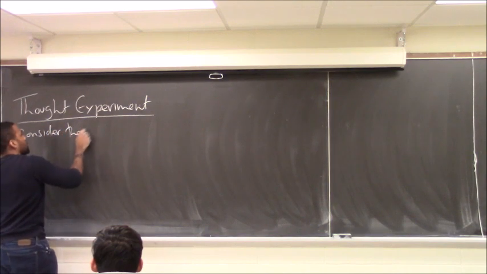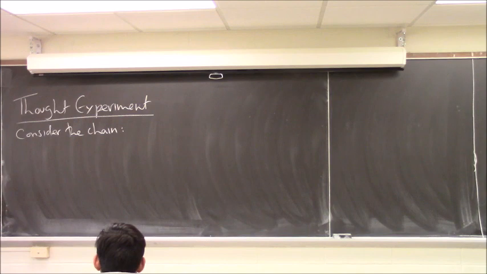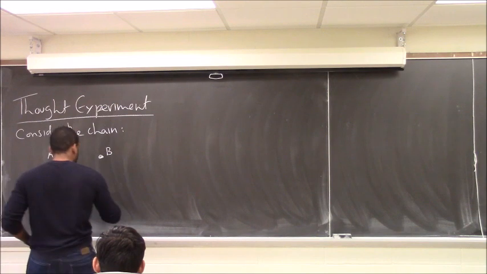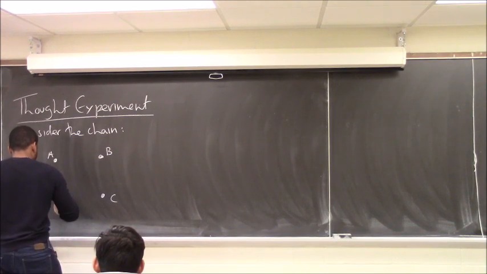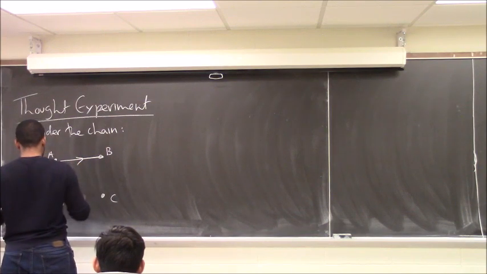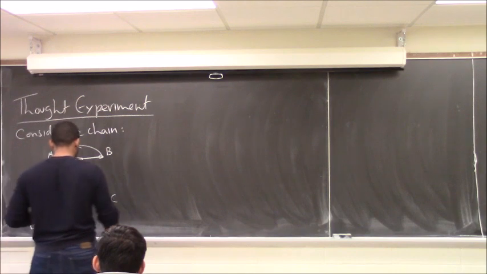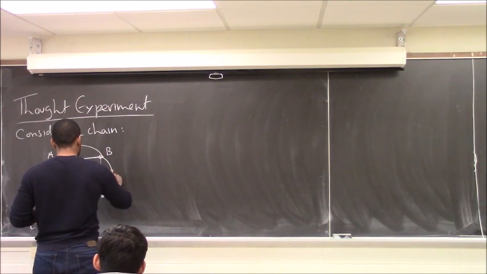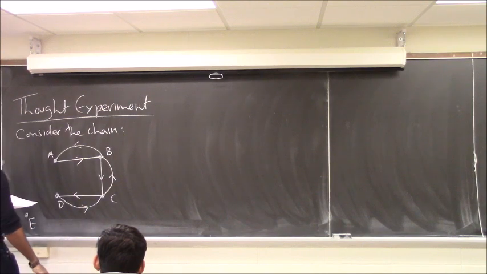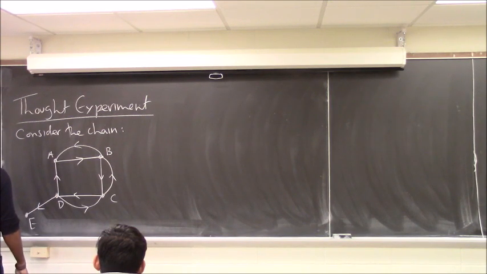Consider the chain. So I'm going to draw a chain for you. There are A, B, C, D. A is connected to B, B connects back to A, B connects to C, C connects back to B, C connects to D, D connects back to C, D connects to A, and D connects to E. So, that's the chain.